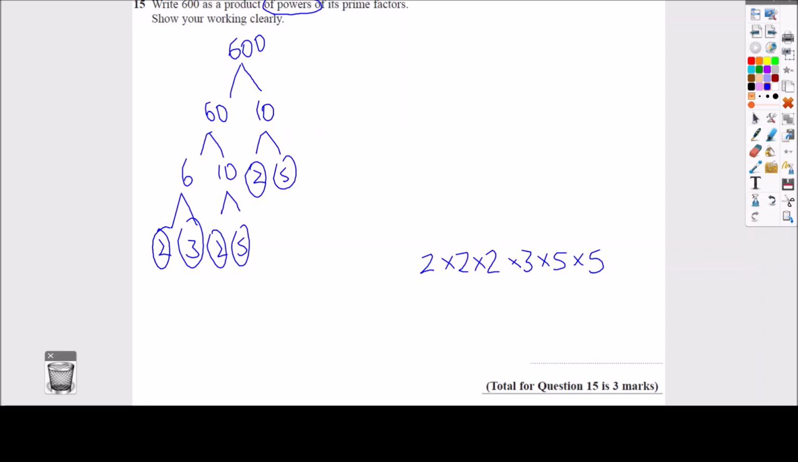So 2 times 2 times 2 is 2 cubed. Then we've just got the 3, and the 5 times 5 is 5 squared. Okay, so if the question asked just for product of its prime factors, 2 × 2 × 2 × 3 × 5 × 5 would be correct. When it says product of powers of its prime factors, 2 cubed × 3 × 5 squared is correct. Either way, don't forget to put in the multiplication sign. If you just put in commas, you would lose a mark.